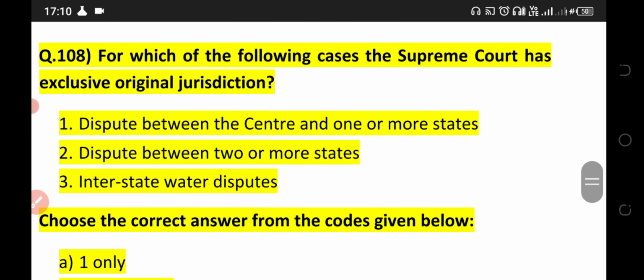For which of the following cases does the Supreme Court have exclusive jurisdiction? Dispute between the center and one or more states, dispute between two or more states, interstate water dispute. Only one and two.